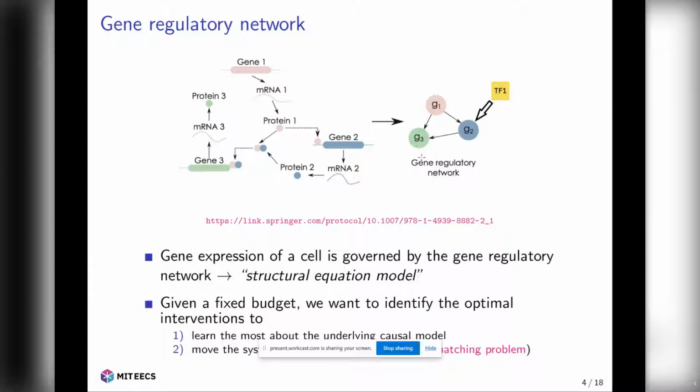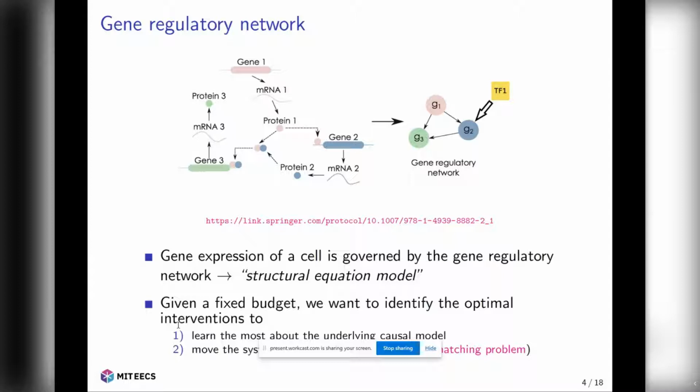Now, one way of doing this is by going through the first goal. If I learn the full underlying gene regulatory network in fibroblasts, well, then that will tell me what the effect is of intervening on any one of my genes. And that's one way to then be able to move this particular distribution over fibroblasts to look like a distribution over induced pluripotent stem cells. But that might not be the optimal way, right?